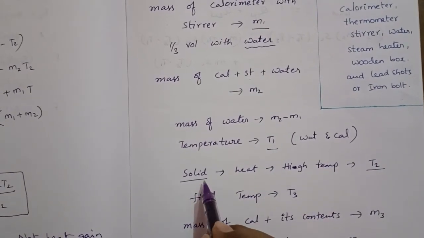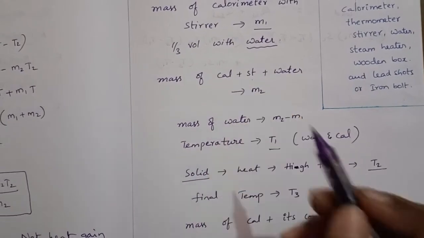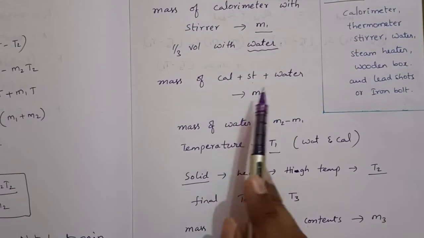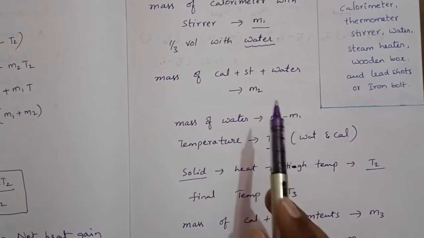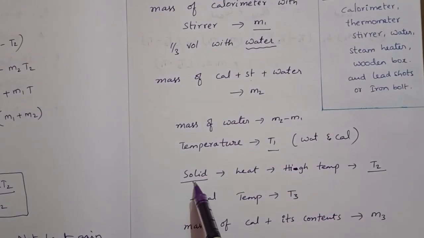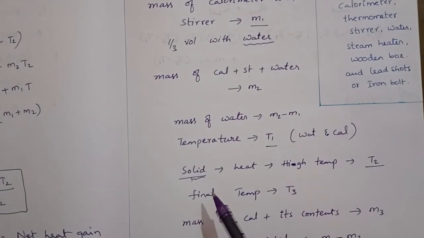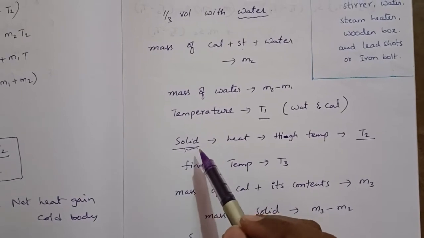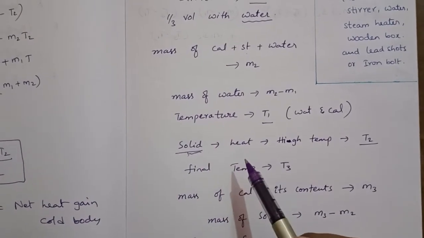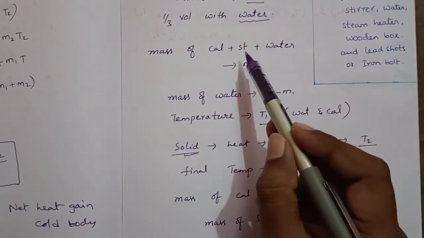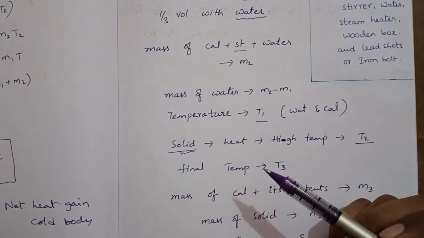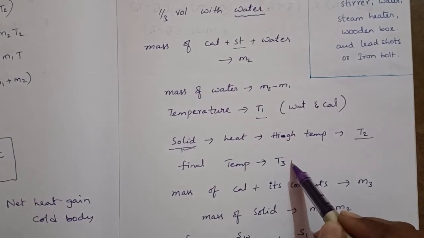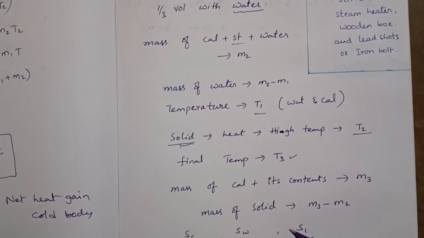Now transfer this solid material into the calorimeter. Already the calorimeter contains water. In that we should add the solid material whose specific heat we want to find. Now after adding the solid, heat will be exchanged. We can stir it with the help of a stirrer. So the final temperature we can take as T3.